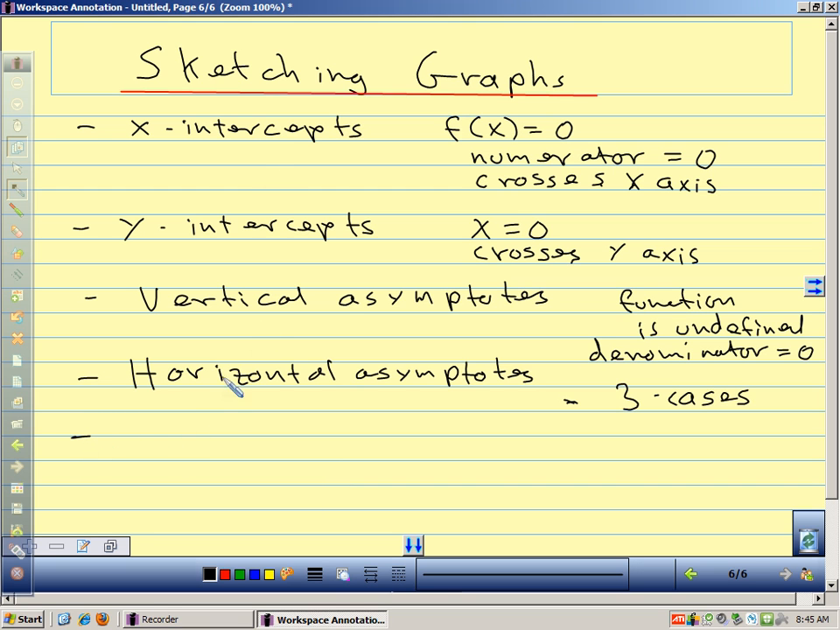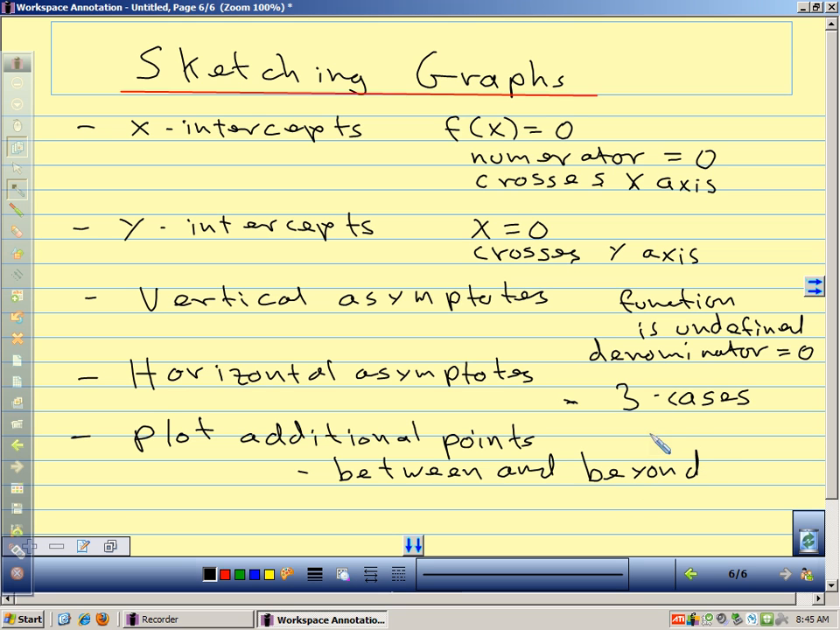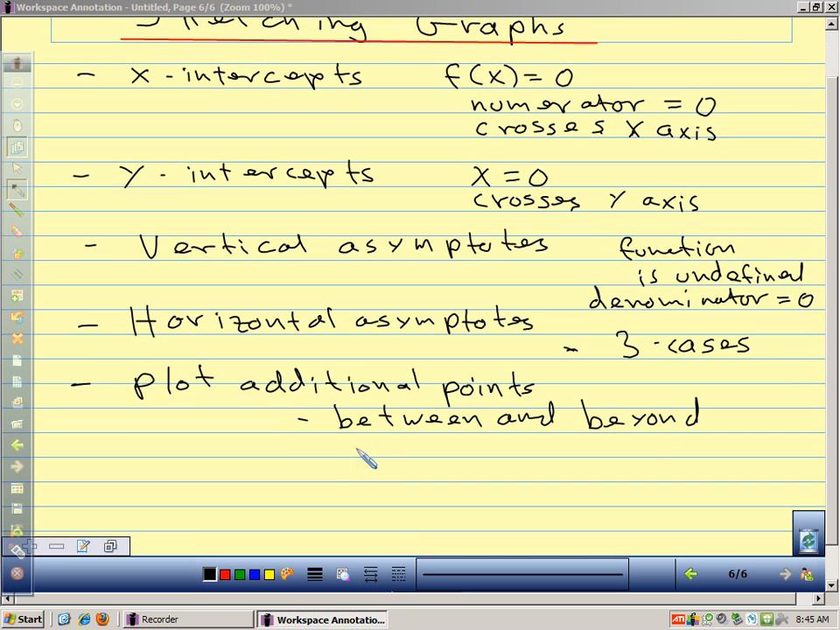Once we find all of these things, we want to plot some additional points. So we're going to plot some extra points. You want to plot points between and beyond each vertical asymptote and each x-intercept.